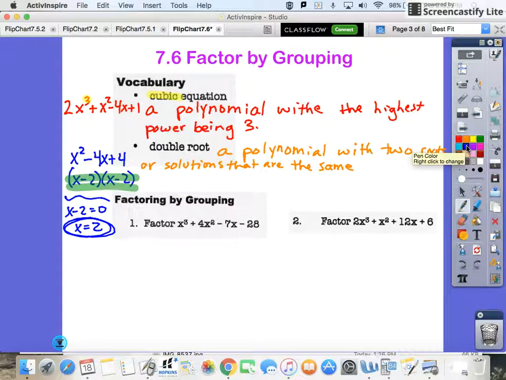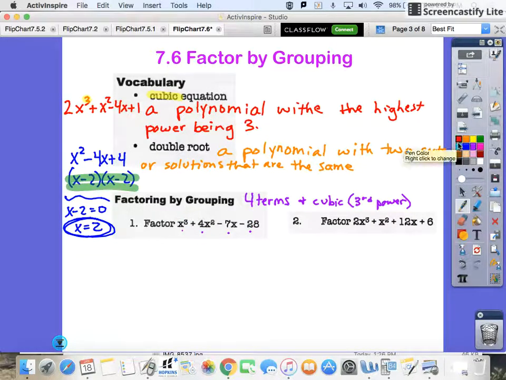All right, so as we look at these next examples that are factor by grouping, the key that's going to tell us we need to use factor by grouping is if we have 4 terms or 4 chunks and a cubic equation, which means third power. So for example, this one has 1, 2, 3, 4 terms and it has the highest power of 3, so we're going to use factor by grouping.